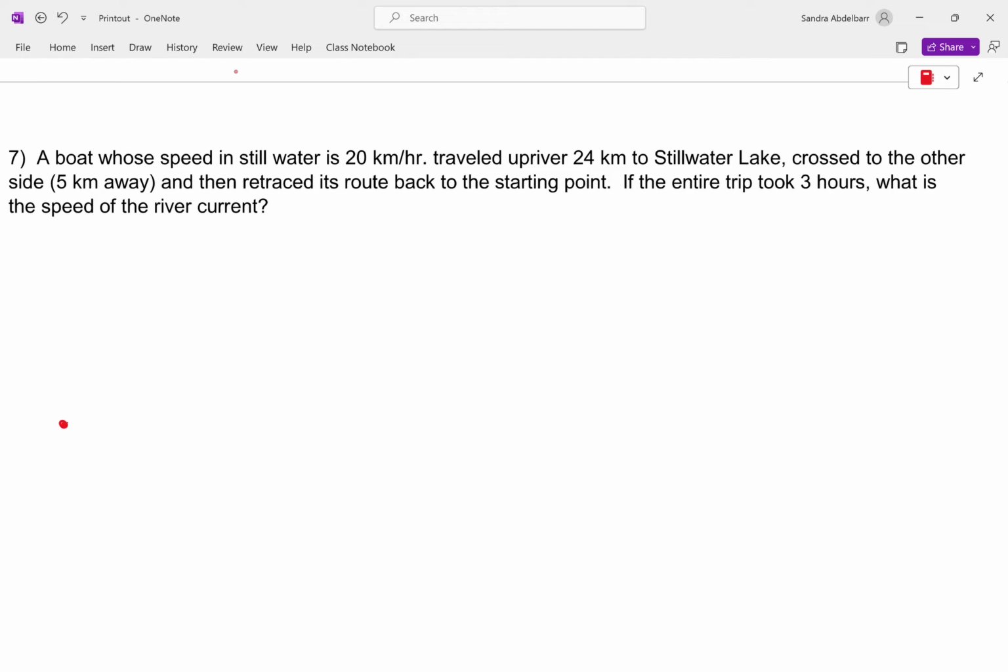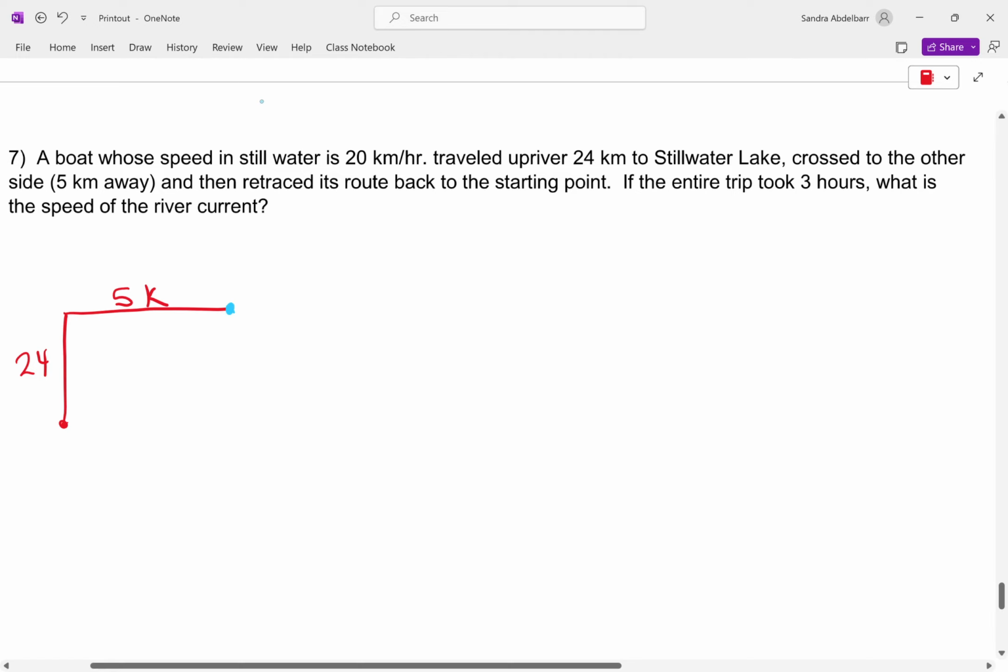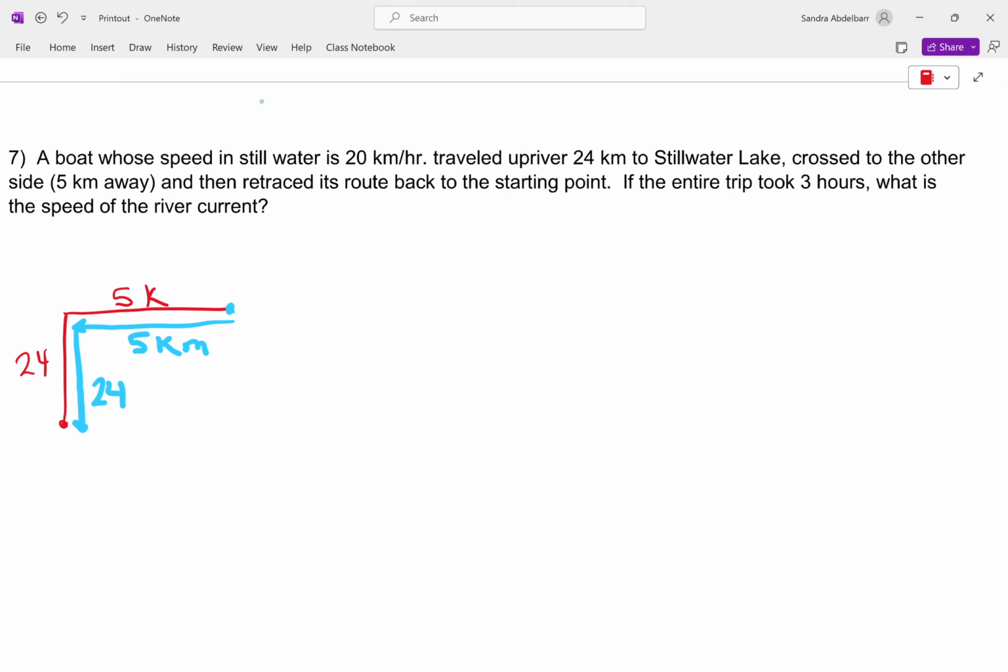So let's see what's going on here just to get a little visual. We started here and then we traveled 24 kilometers up the river. And then it said it crossed to the other side 5 kilometers. And then what happened at this point? Didn't they then retrace and go back? So then we're going to do another 5 kilometers across the river, and then what? Down 24.